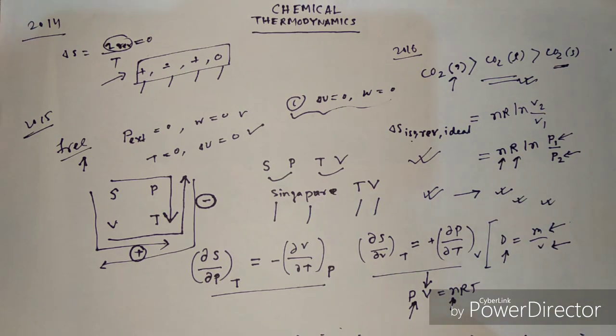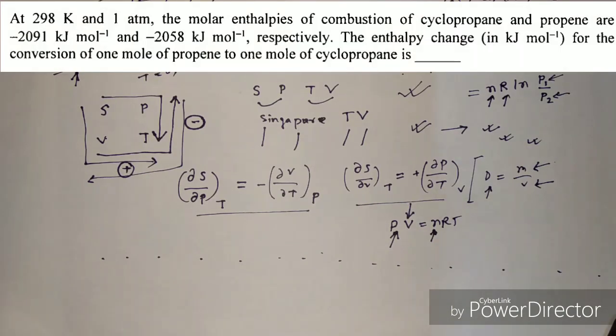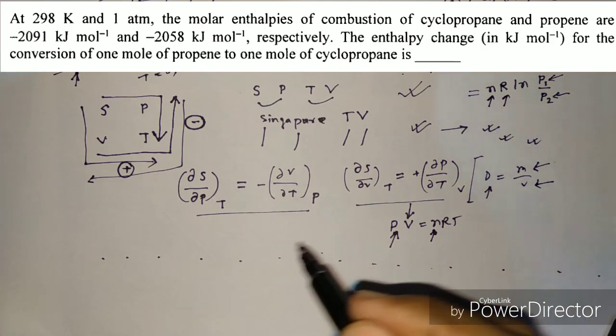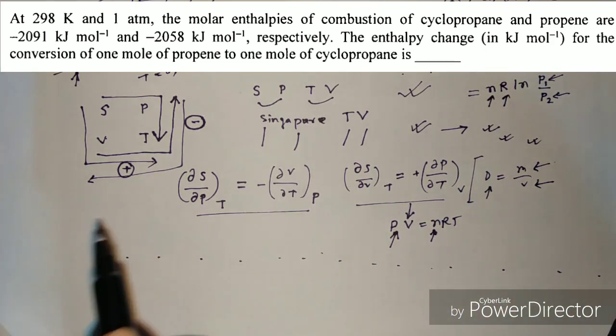So now coming to the next question. The next question from JAM 2017 was: at 298 K and 1 atm, the molar enthalpies of combustion of cyclopropane and propene are given, and you need to calculate the enthalpy change for the conversion of 1 mole of propene to 1 mole of cyclopropane. Here, only one trick you need to remember.